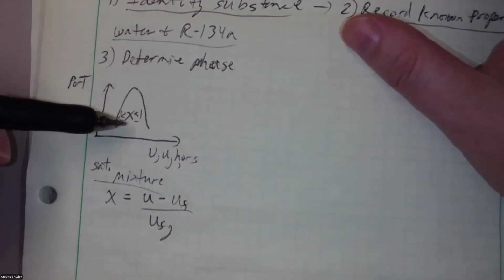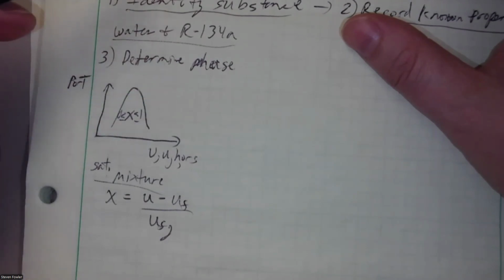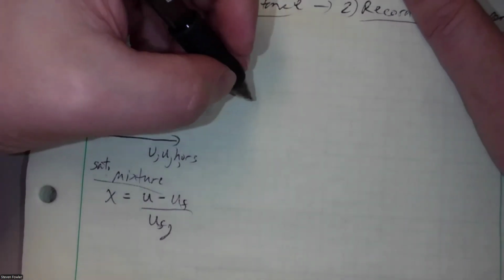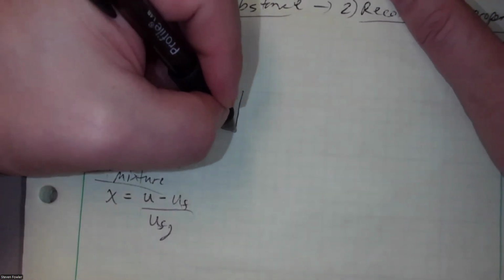That's if you're in the dome region. If you're to the right of the dome, you've got superheated vapor. To the left of the dome, you've got compressed liquids. Follow the appropriate rules for those particular phases.